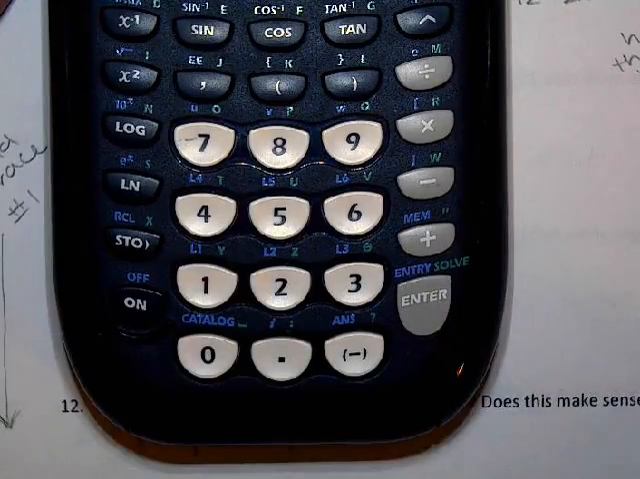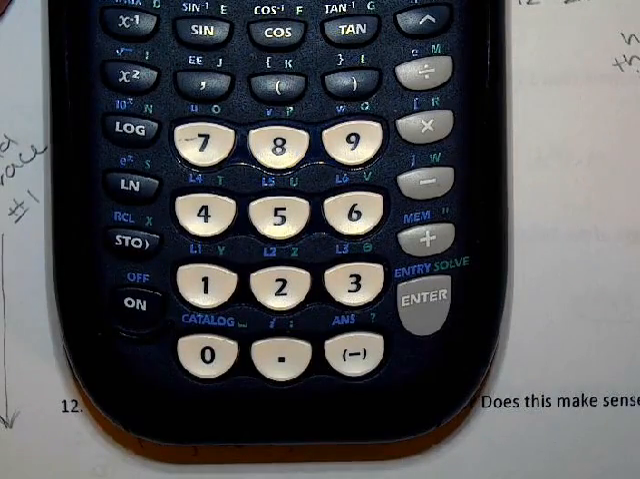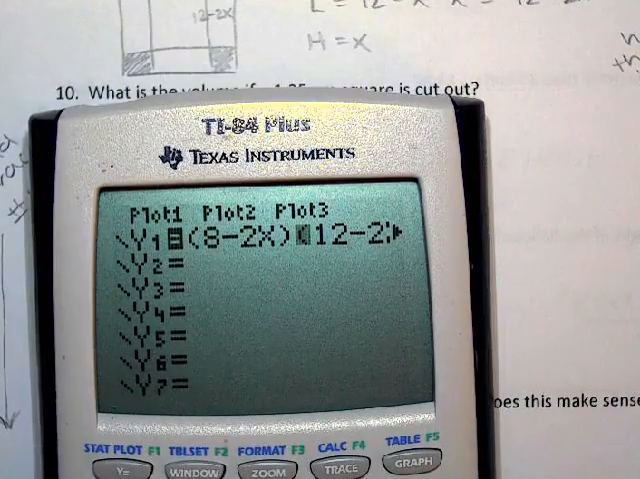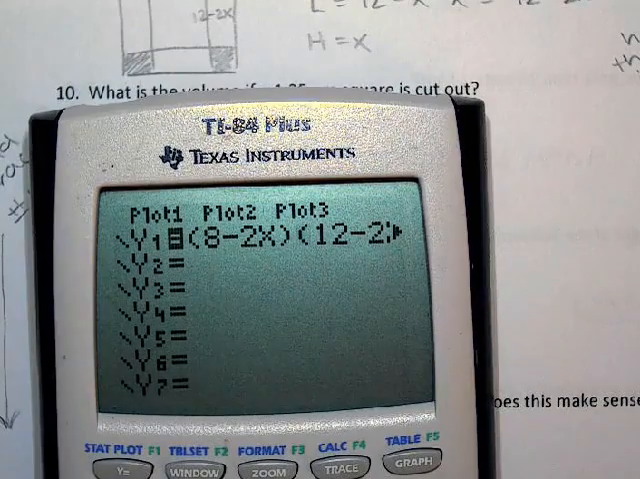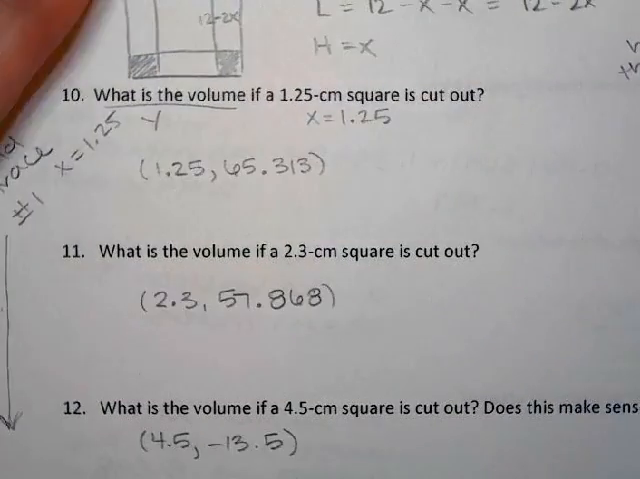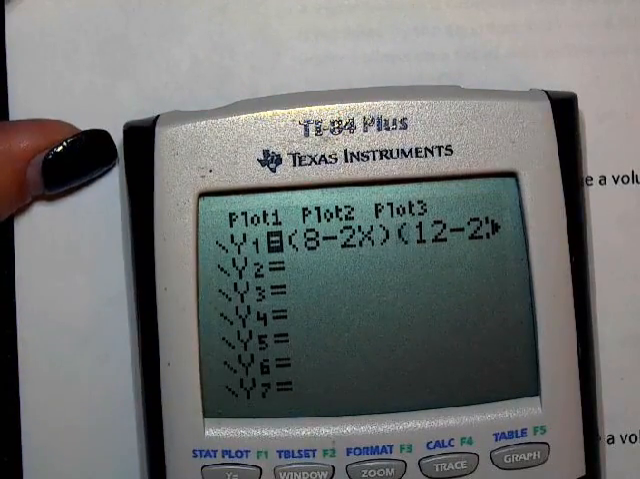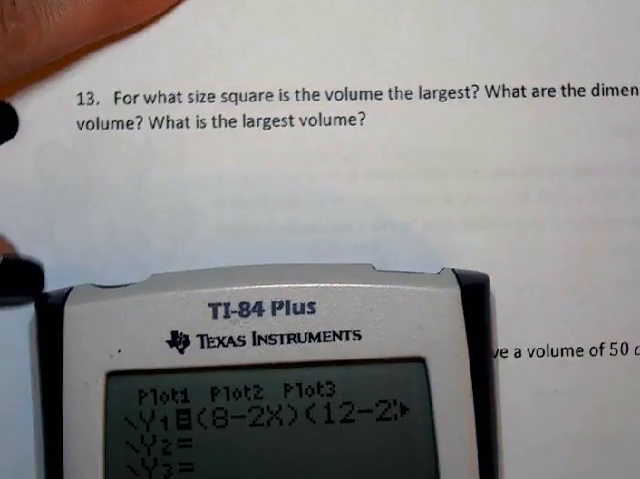All right, go ahead and flip to the next page. For what size square? Okay, it says for what size square? When it says that, are we solving for x or solving for y? X. Yeah, x is the size of the square. For what size square is the volume the largest? Okay, let's go ahead and figure this out.